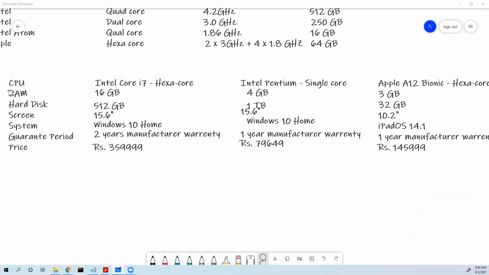Right? So third machine, the CPU is an Apple A12 Bionic processor, and it has 6 cores, we call hexa-core, and the RAM size is 3 GB, hard disk is 32 GB, screen is 10.2 inch, the operating system is iPad OS 14.1, guarantee is 1 year manufacturing warranty, and the price is 145,999.